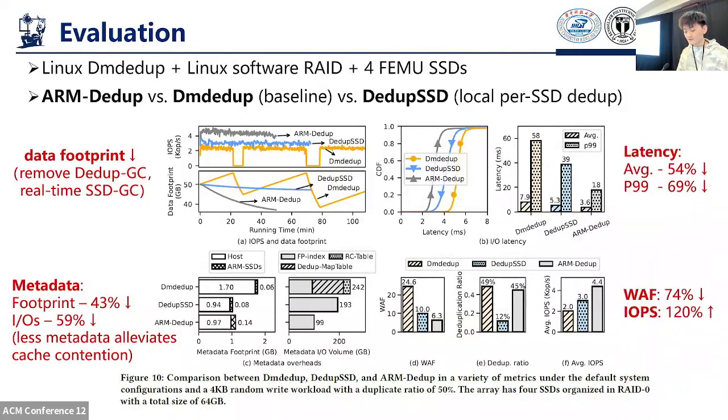Besides, average latency and write amplification are reduced by 54% and 74% respectively, and the IOPS performance is improved by 120%. Compared to DDAP SSD, our solution achieves a higher DDAP ratio, from 12% to 45%.